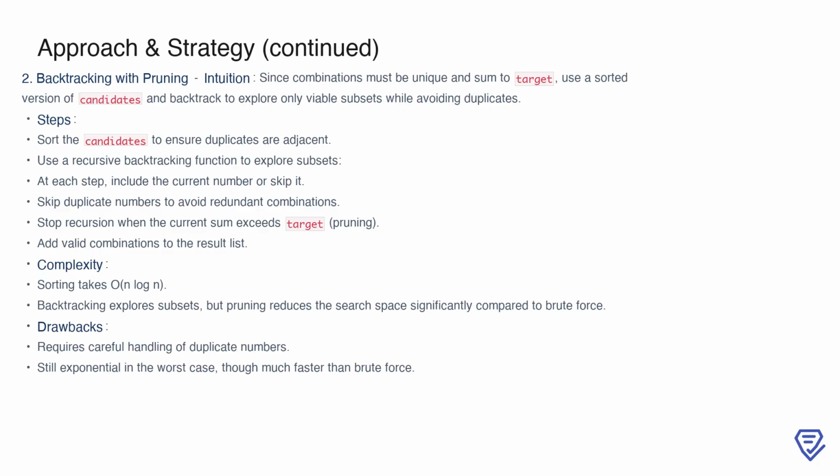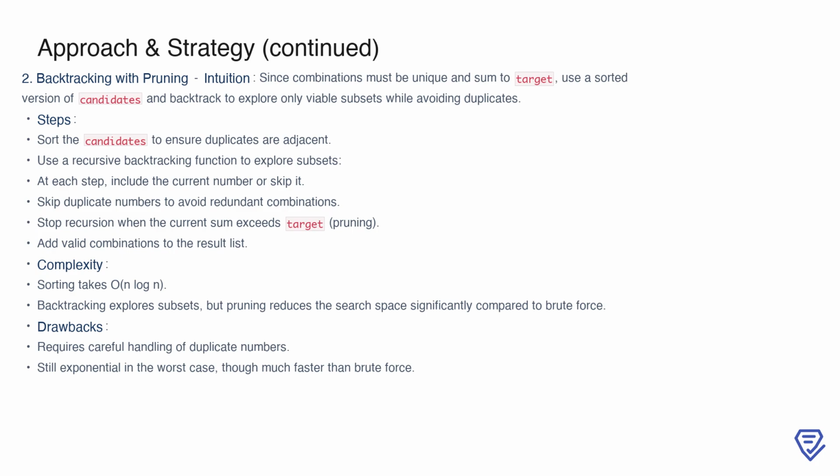This allows us to skip over consecutive duplicates during our exploration. Then, we use a recursive backtracking function to build combinations step by step. At each step, we can either include the current number or skip it. If the current sum exceeds the target, we stop the recursion early.